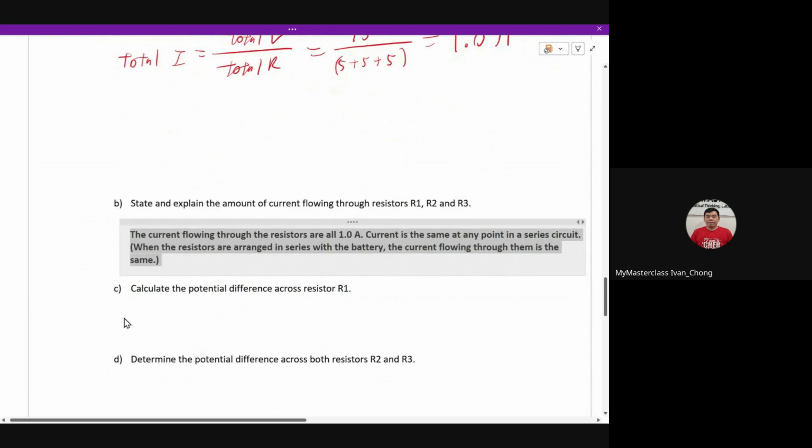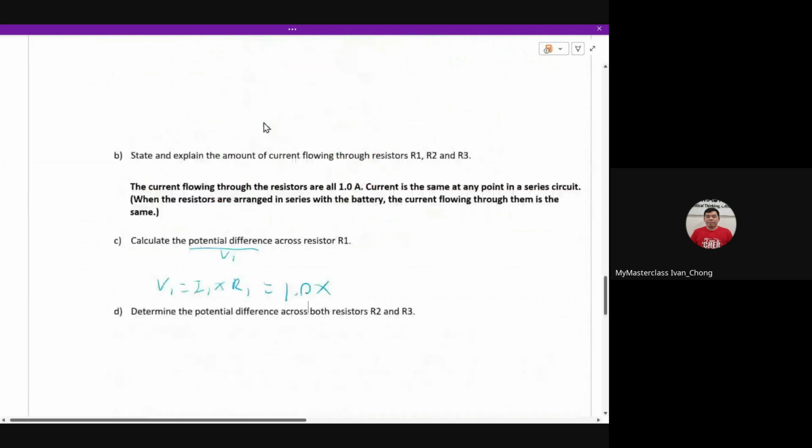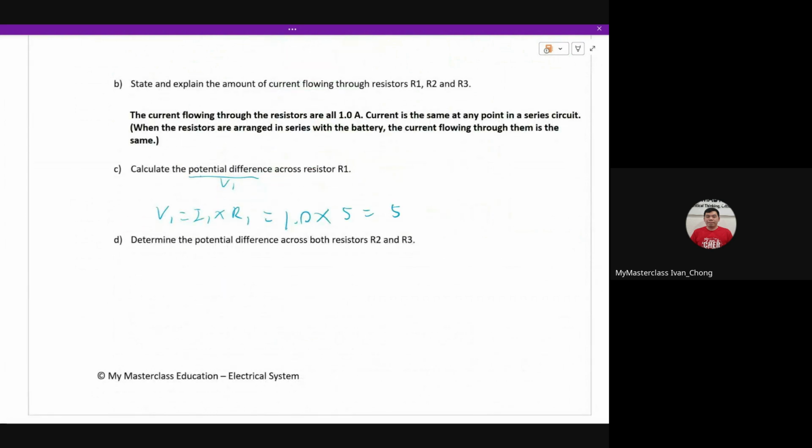Now calculate the potential difference across R1. This is actually asking you for V1. So first thing you ask yourself, V1, I1, R1. Do I have I1? Yes, I1 we know is 1.0. What about R1? R1 is 5. And now with 5.0, because we use volts, it is 5.0 volts.